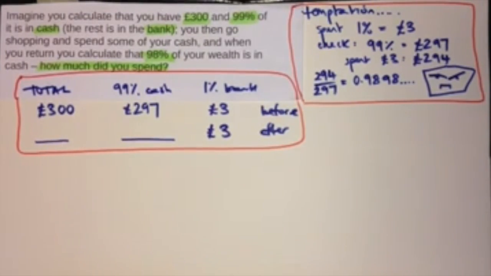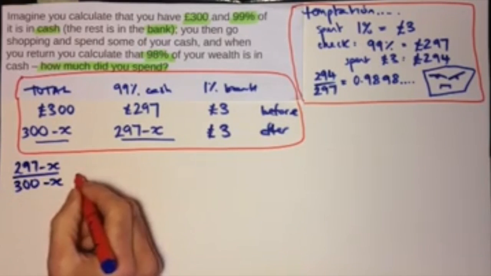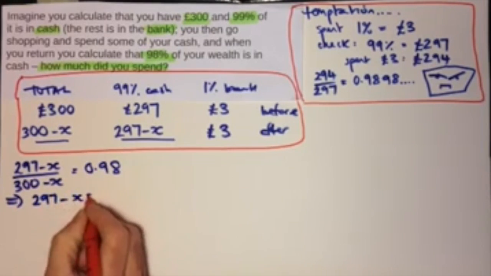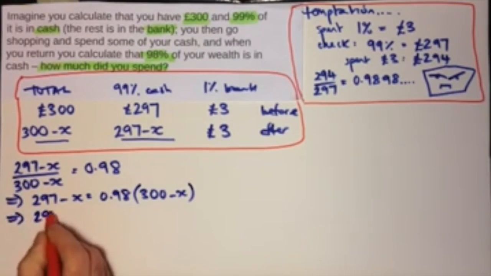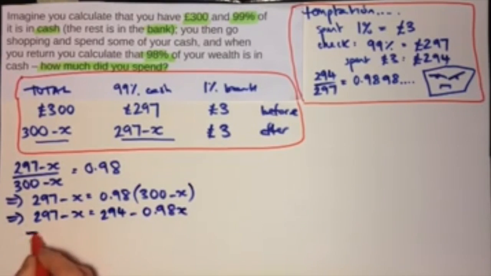One way to continue is to try and express this algebraically. We don't know what the missing amount that was spent is. Let's call it x and write down what we know, which is that the proportion that we've got after the shopping is 98%. Linear algebra skills will reveal that actually x must be £150.